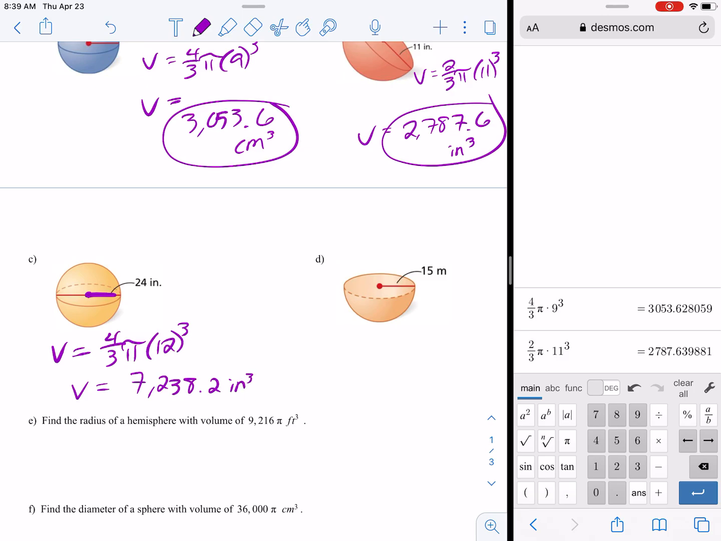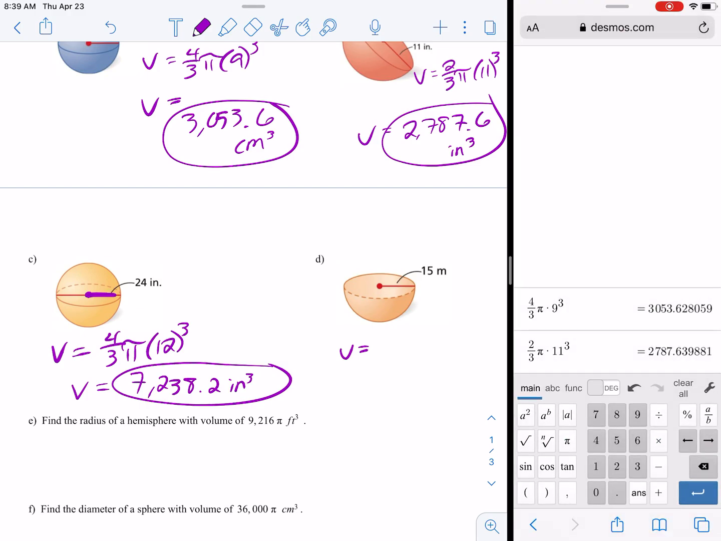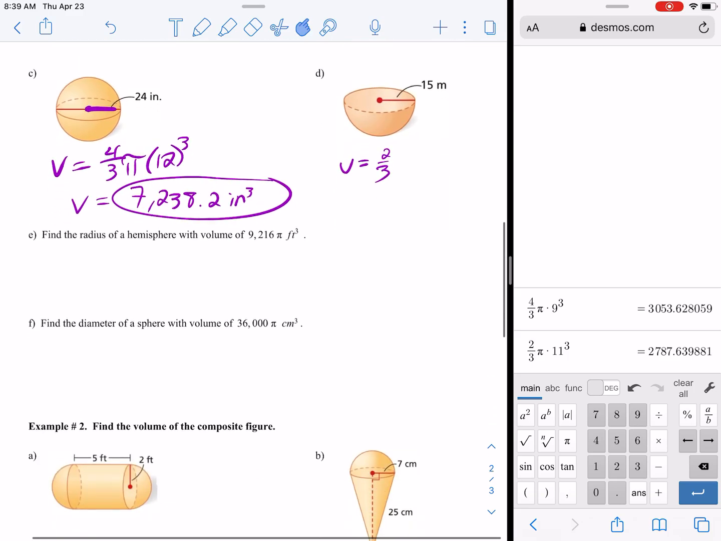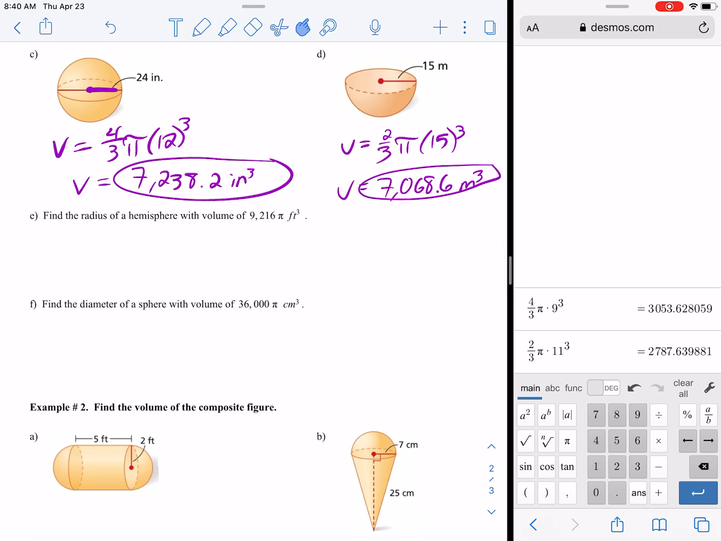7,238.2 cubic inches. And then for D, hemisphere, so we should have used 2/3 pi times 15 cubed, and we would have gotten a volume of 7,068.6 cubic meters. Okay, let's continue a few more examples.